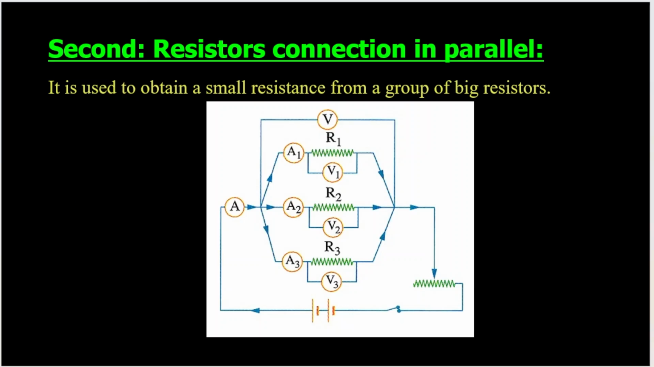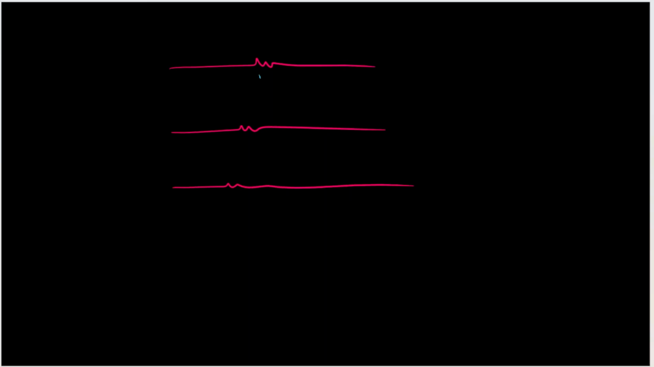We have another method of connecting resistors, which is called parallel connection. How can we connect resistors in parallel? If we have just three resistors, this is the first one, this is the second, this is the third. This is R1, this is R2, this is R3. We just connect all the inputs of the resistors to one point, like this.